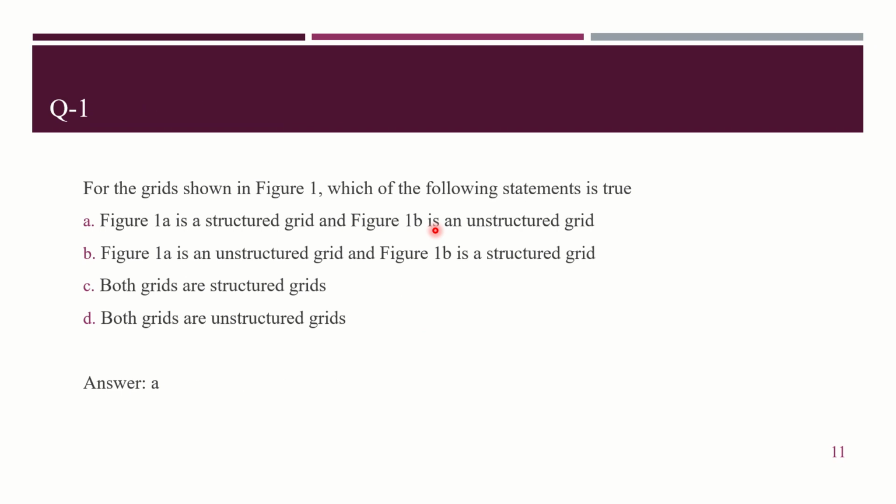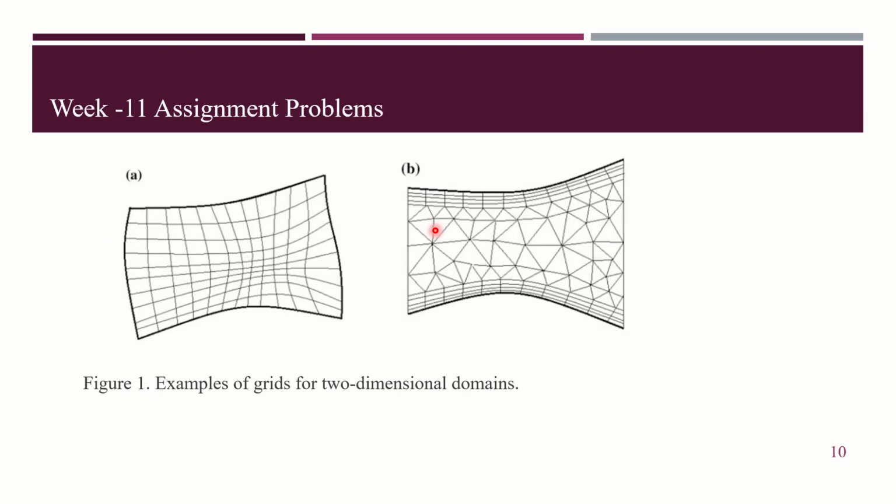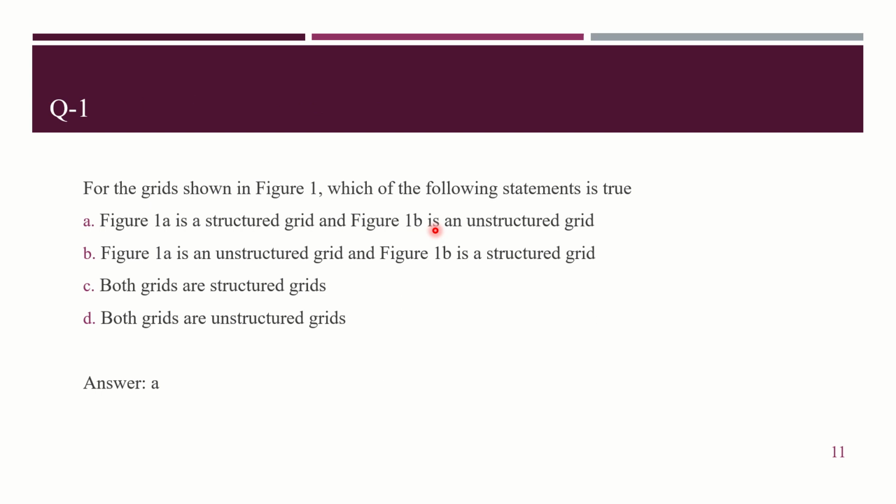Option A, figure 1A is a structured grid and 1B is an unstructured grid. Option B, figure 1A is an unstructured grid and 1B is a structured grid. Option C, both grids are structured grids. And option D, both grids are unstructured grids. We have rightly identified 1A as a structured grid and 1B as an unstructured grid, which matches option A. So the answer to this problem is option A.